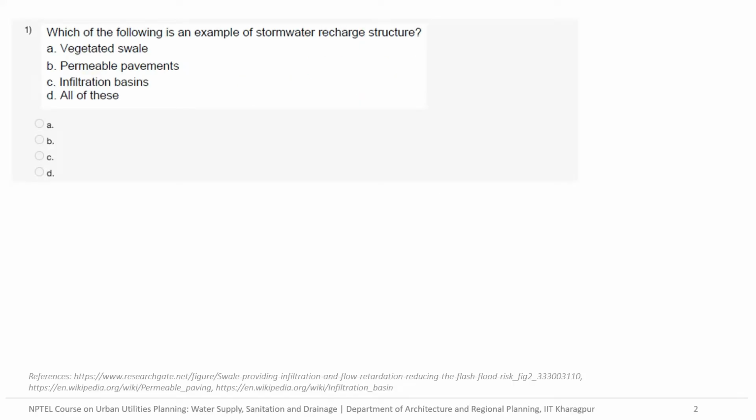Beginning with a very basic question: which of the following is an example of stormwater recharge structure? Vegetated swale, permeable pavements, infiltration basins, all of these. So, what is stormwater? Essentially, that is water that originates from any kind of precipitation, which is known as stormwater, which includes rainfall, hail, snow, etc.